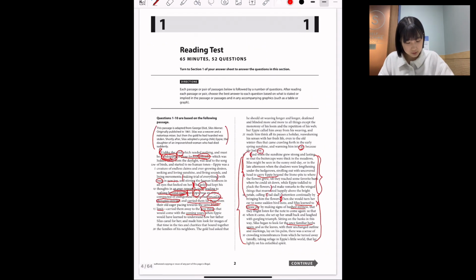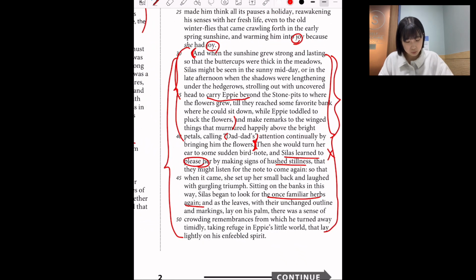C, sitting to again. Sitting on the banks in this way, Silas began to look for the once familiar herbs again.